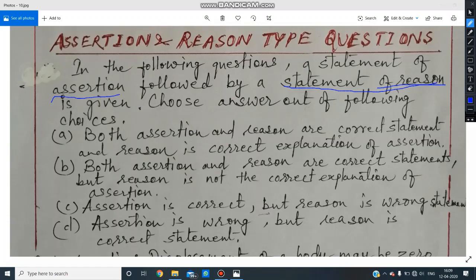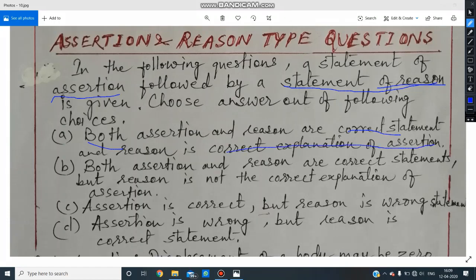The choices are like this. I'm reading the choices, kindly follow. First choice may be: both assertion and reason are correct statements, and reason is the correct explanation of assertion.